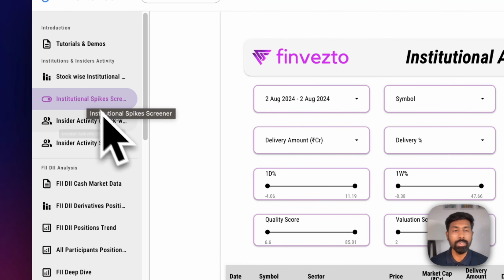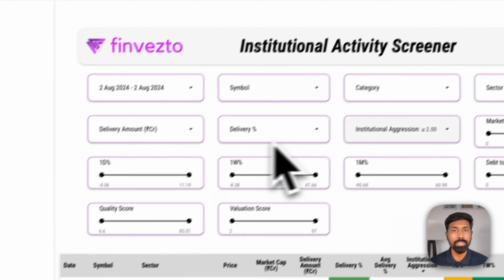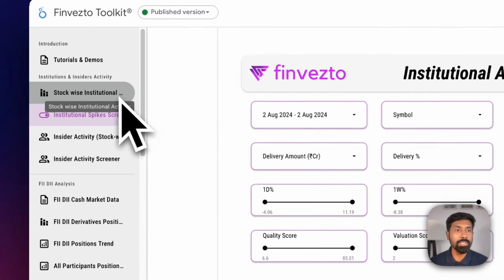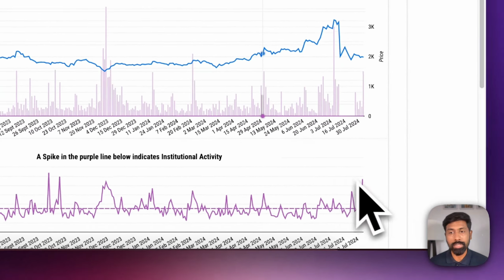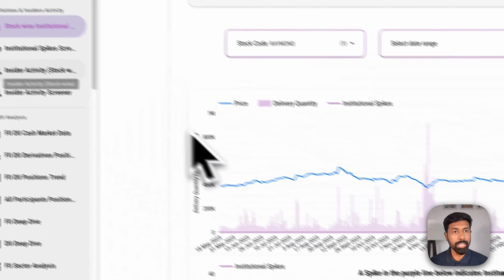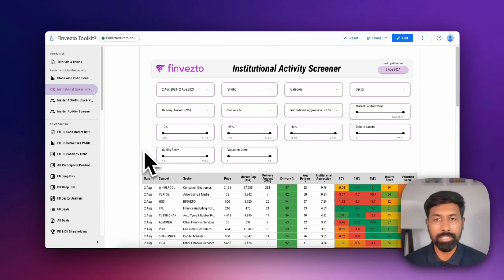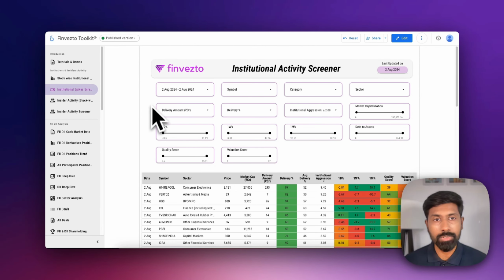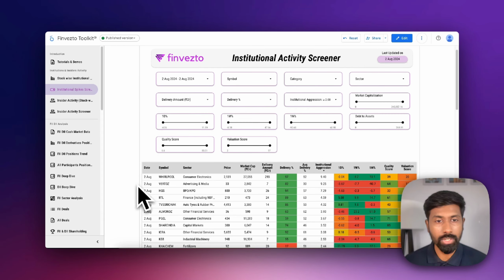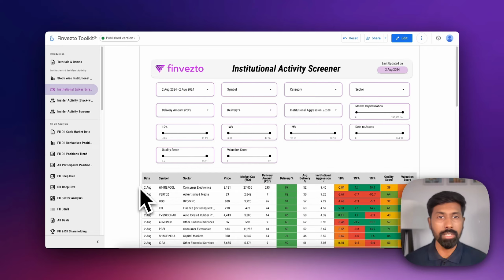So first what we do is we filter the stocks with institutional activity, and then we go to this tab to see how the institutional activity has played out. I will take you through the entire process on how you can figure out which stocks have witnessed institutional activity. Like in every page, you will find a list of filters, and when you modify these filters, the list of stocks below also changes. First, let me take you through these filters here.